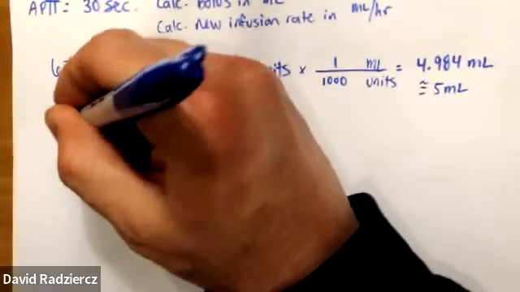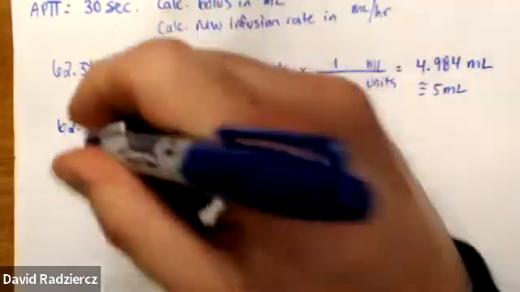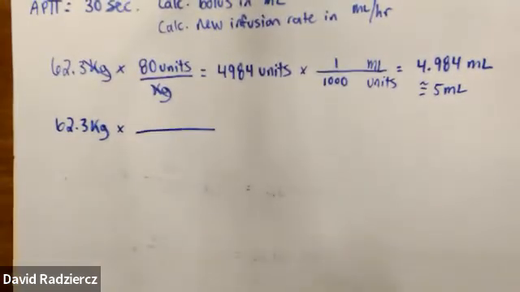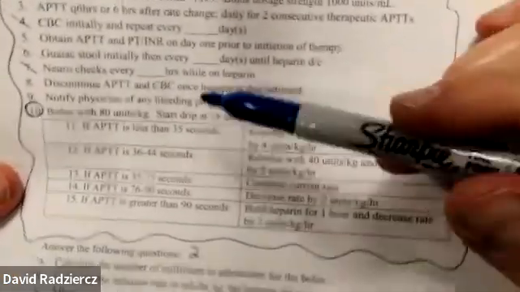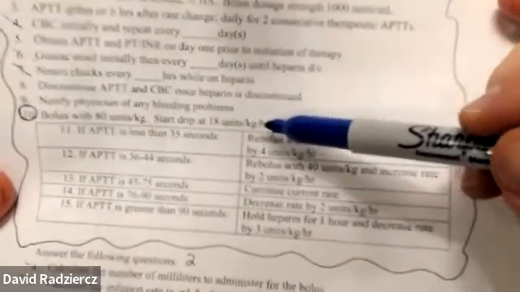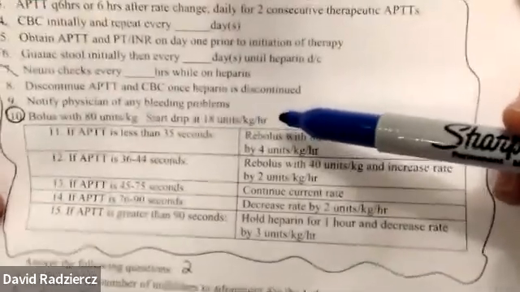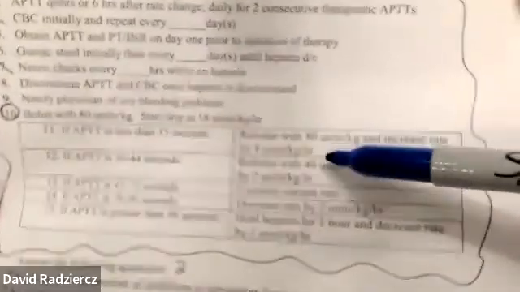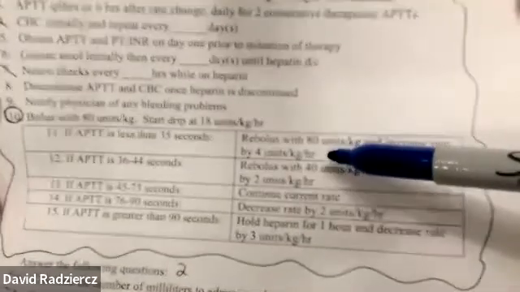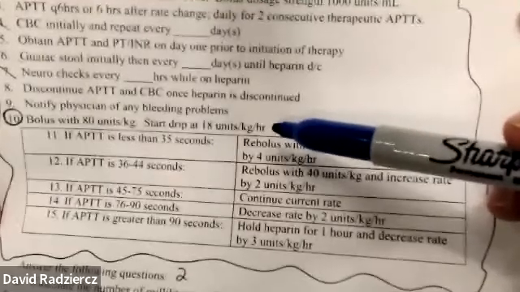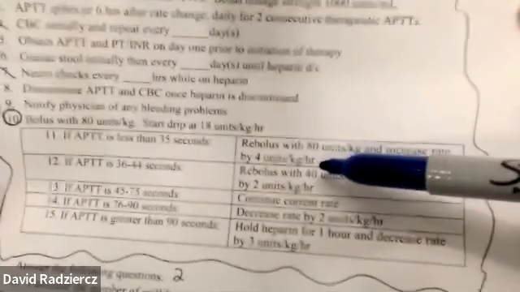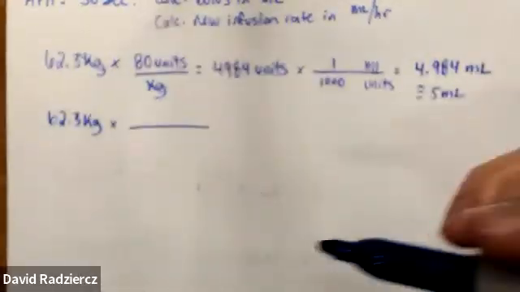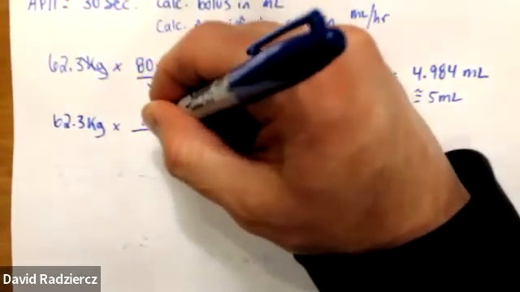So same patient. Now, what was our initial infusion rate? Our initial infusion rate was 18 units per kilogram per hour. So that was our starting point, but we're not doing that anymore. We are now increasing the rate by 4 units per kilogram per hour. So what was the original? 18 increased now by 4. So 18 plus 4 is 22. 22 units.